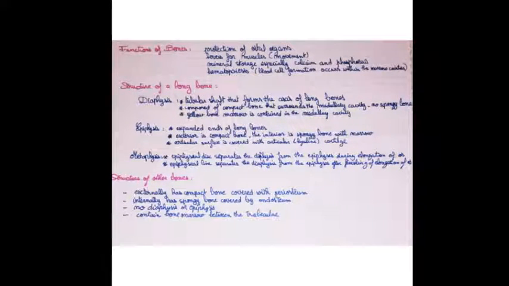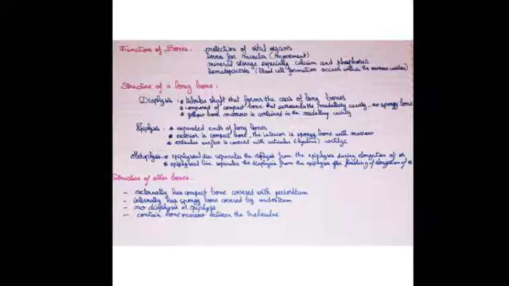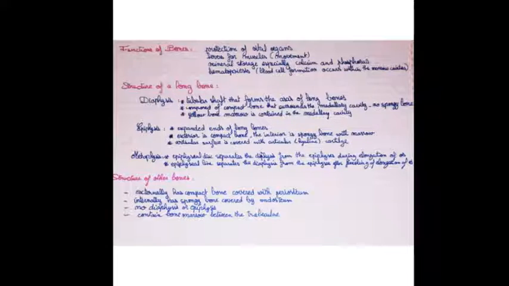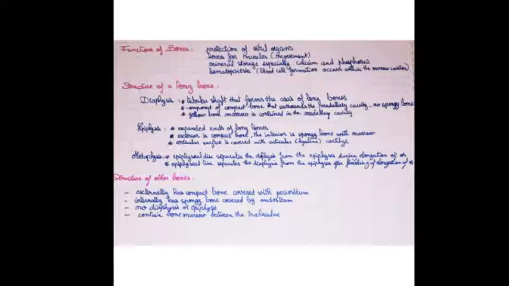So lastly, I have the structure of other bones. They are externally compact bone covered with periosteum, internally spongy bone covered by endosteum. Other bones have no diaphysis or epiphysis, and they contain the bone marrow between the trabeculae.